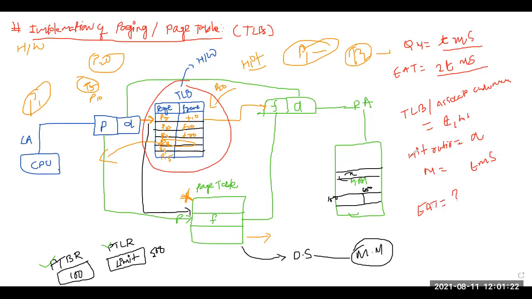Getting my point? What is the hit ratio? Hit ratio is the percentage of time a particular page number is found in the TLB.